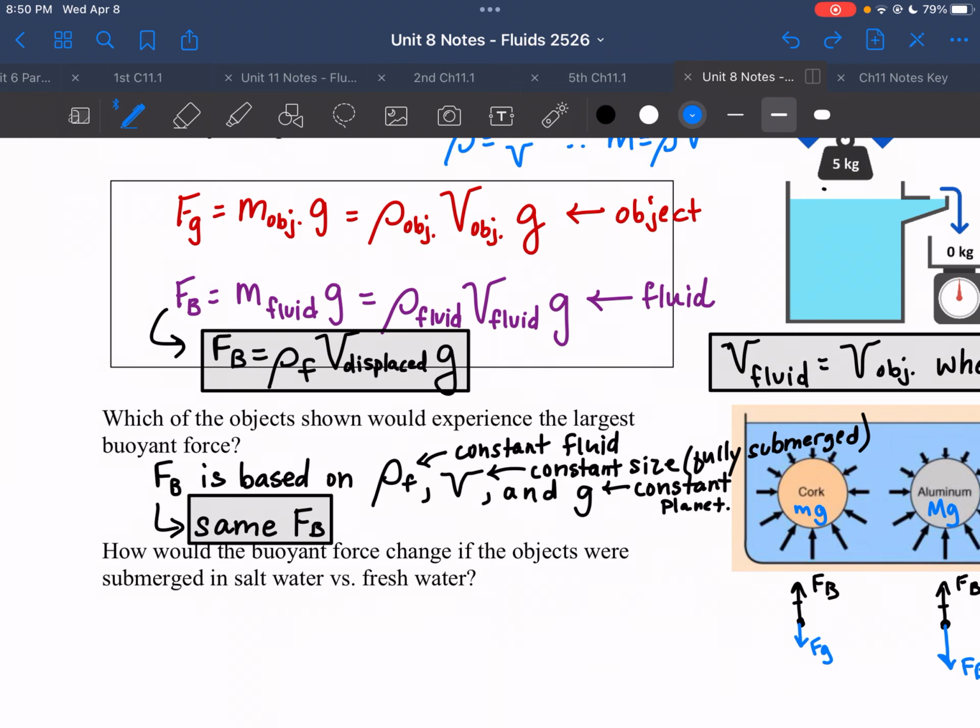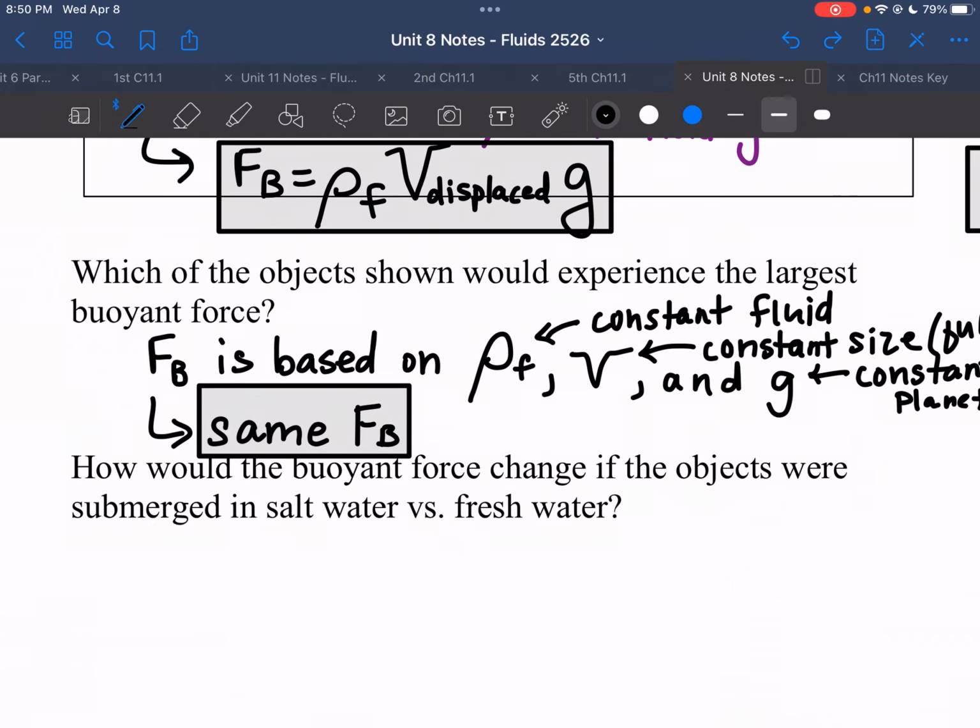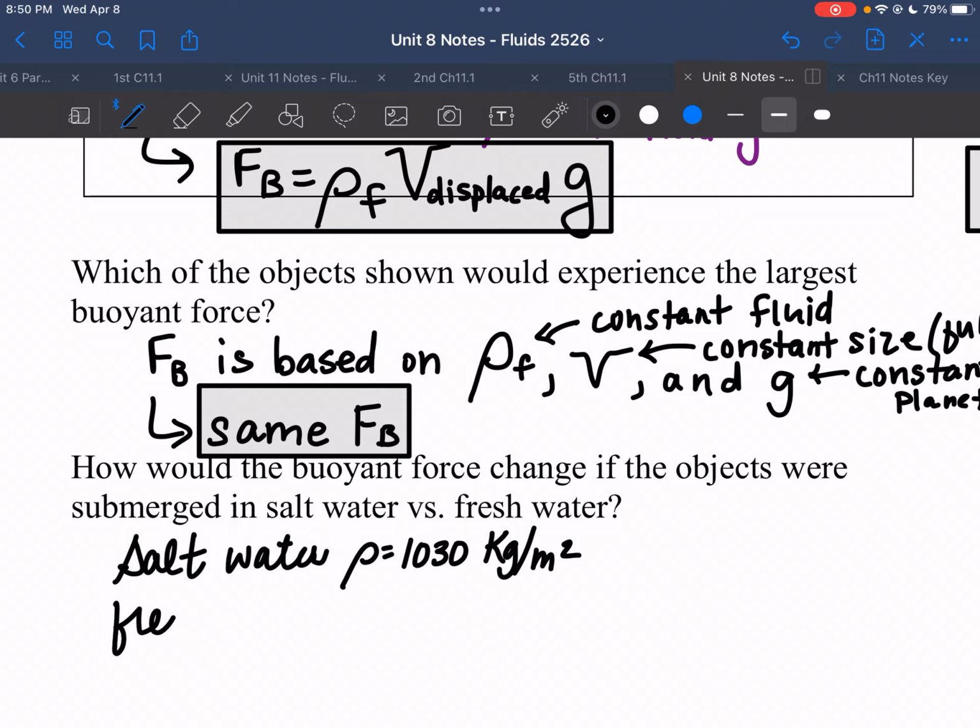Last question, how would the buoyant force change if the objects were submerged in salt water instead of fresh water? Well, you actually have to look at the densities of each of these. We know that if you swim in the ocean, it's a lot easier to float. That means the density of salt water is going to be a little bit higher than the density of fresh water. If you look up this information, and you definitely don't have to memorize this, salt water has a density of about 1,030 kilograms per meter cubed, whereas fresh water, we've learned, is just 1,000.